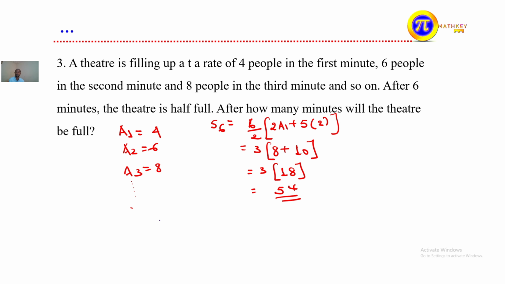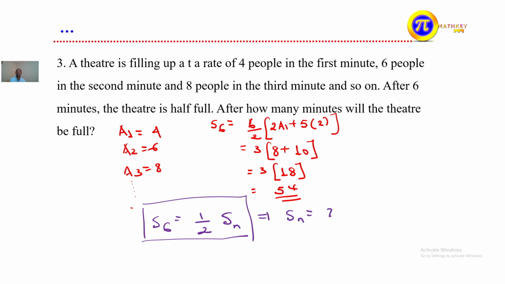After 6 minutes the theater is half full, which means the sum of the first 6 terms is half of the total sum. This is the given information, so Sn is twice S6, which is twice 54, equal to 108 in total. The total number of people needed to fill the theater is 108. After how many minutes will the theater be full?